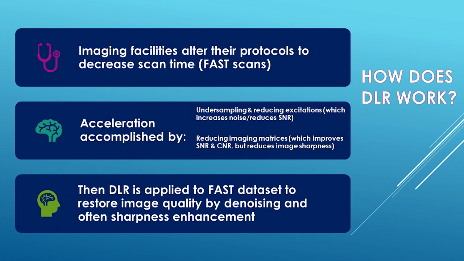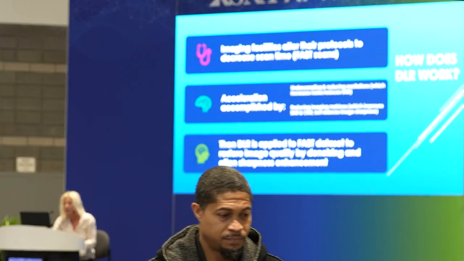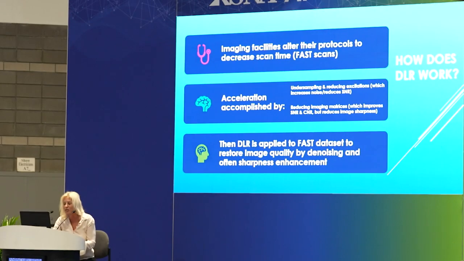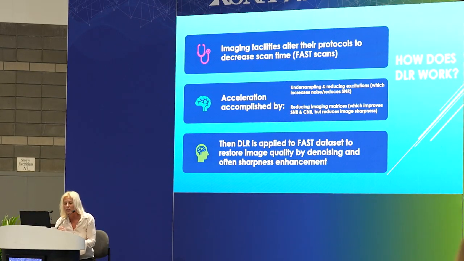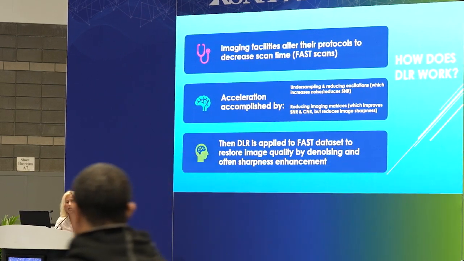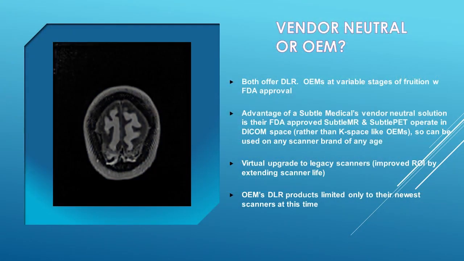So how does DLR work? Well, imaging facilities alter their protocols to decrease the scan time, which we call fast scans. And that acceleration can be accomplished by undersampling and reducing excitations, or by reducing the imaging matrices. Then DL reconstruction is applied to that fast data set to restore the image quality by denoising and often by sharpness enhancement.